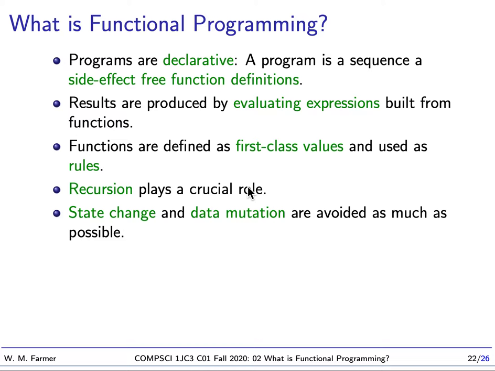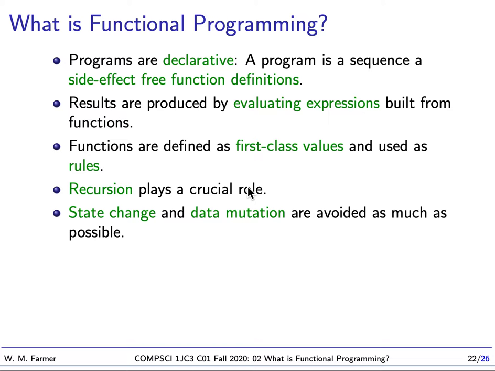And then we produce results by evaluating expressions. So we write down function definitions, then we write down an expression, and we evaluate it. That's how results are produced. And functions are defined as first-class values. What that means is they can be used just like any other values. They can be used like Boolean values or integer values, strings. I'll repeat, they can be used just like any other values.